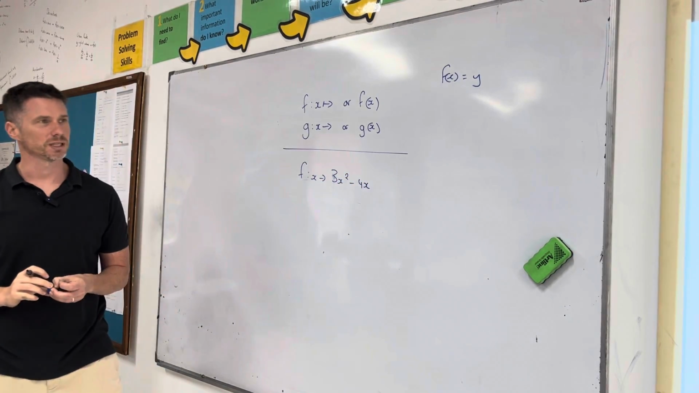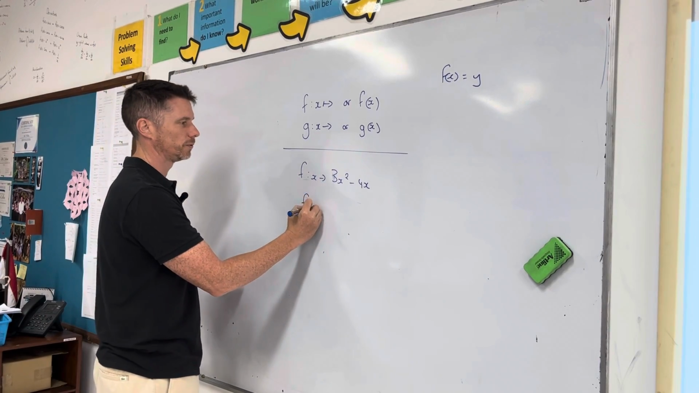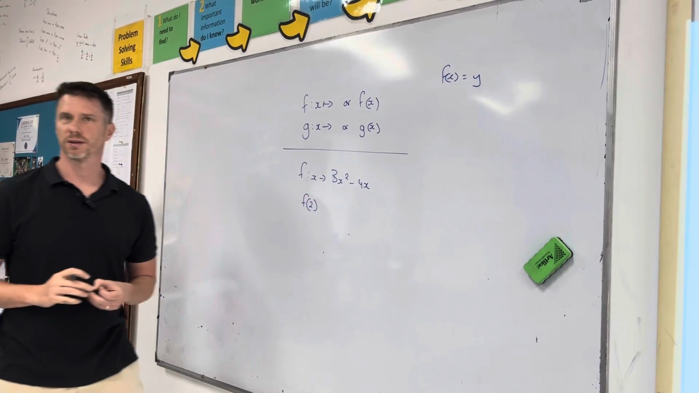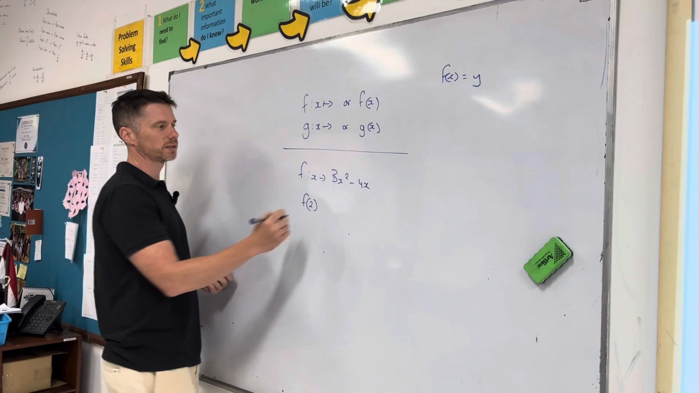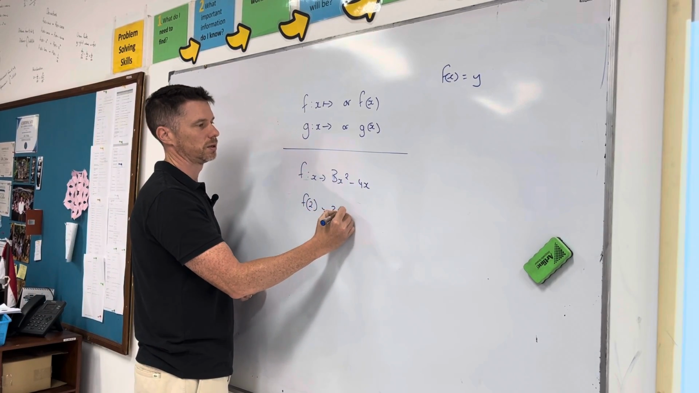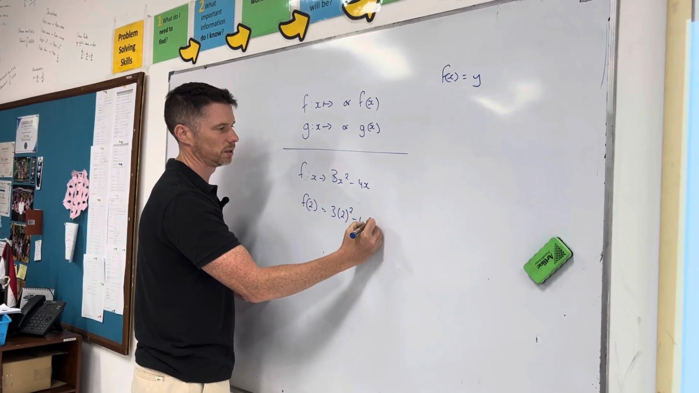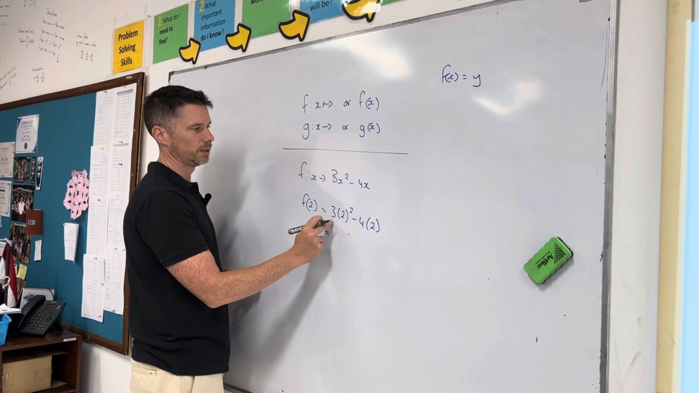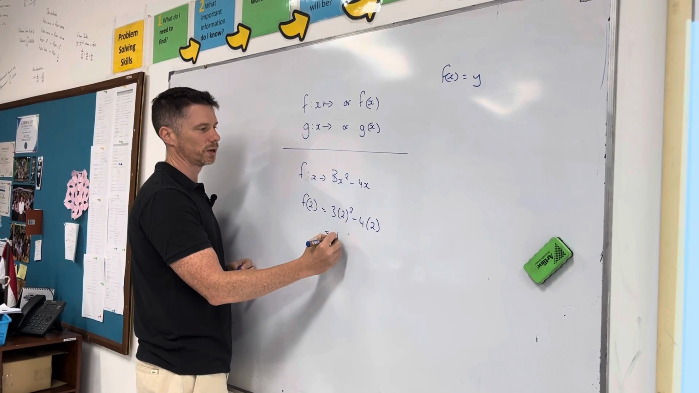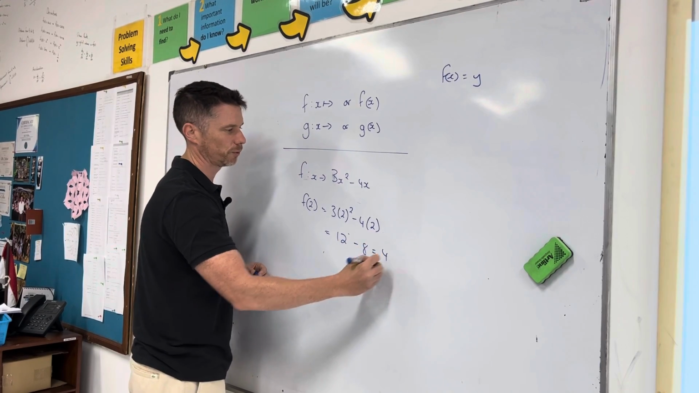Okay, we have a function like this, and we're asked to find the function with 2 put in it. That means we replace the x's with 2. So 3 times 2 squared is 12, minus 8, so we get 4.